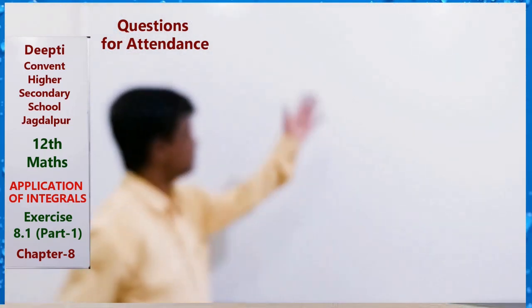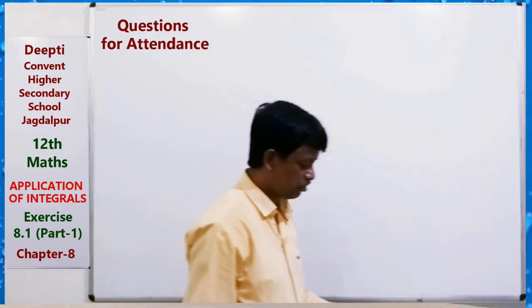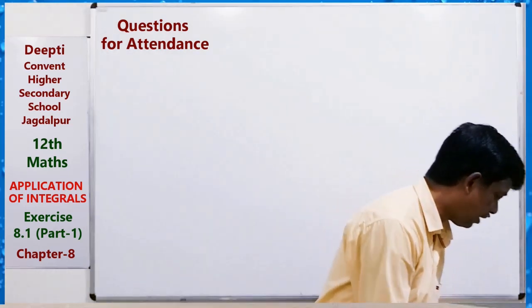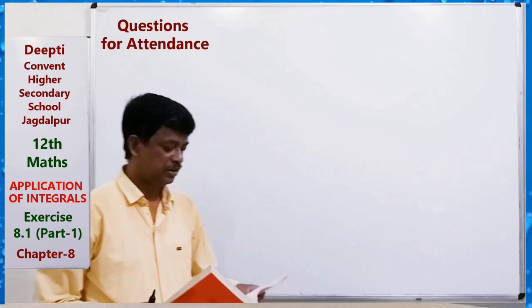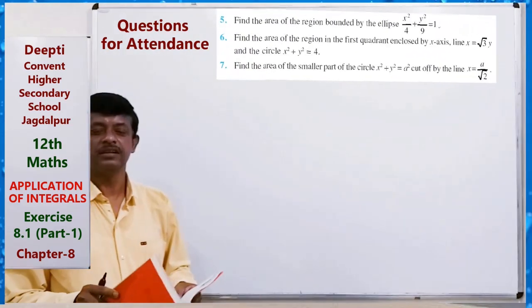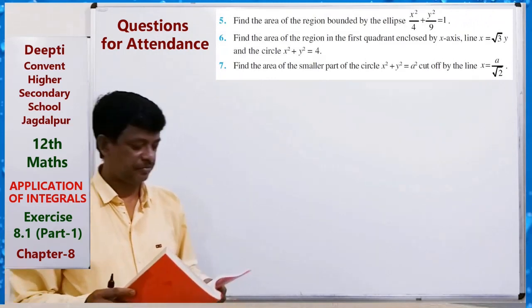Now, questions for your attendance. Today only 3 questions you have to solve and reply to me for your attendance. Okay, 3 questions that are what? Question 5, 6 and 7 of exercise 8.1. Question 5, question 6, question 7. I will give a hint for this.